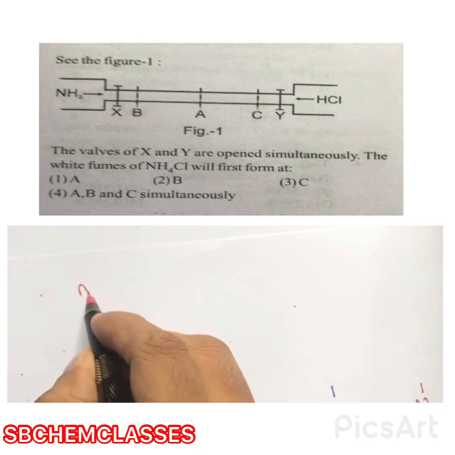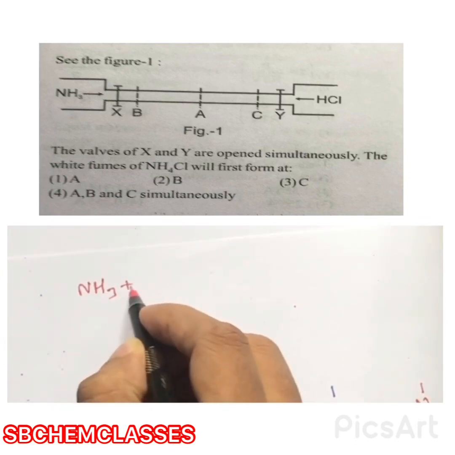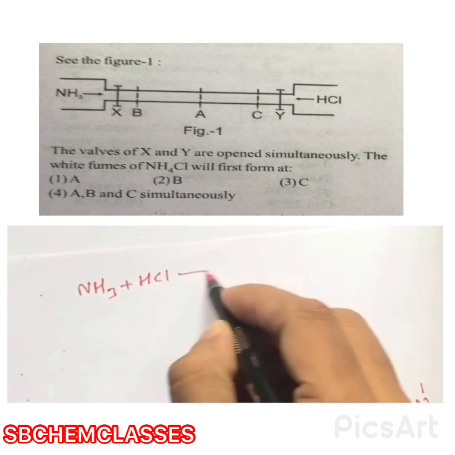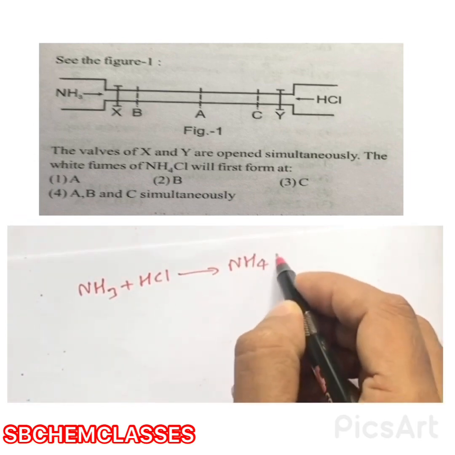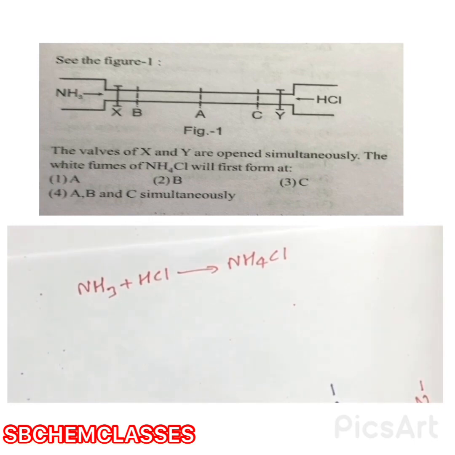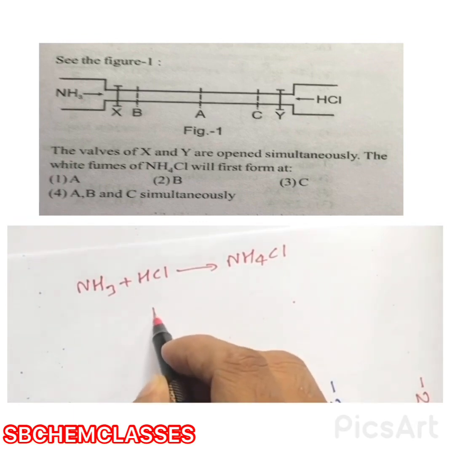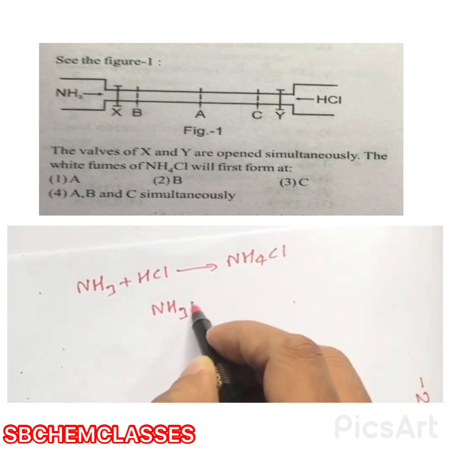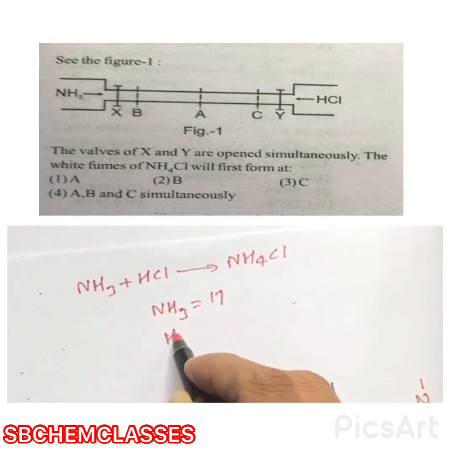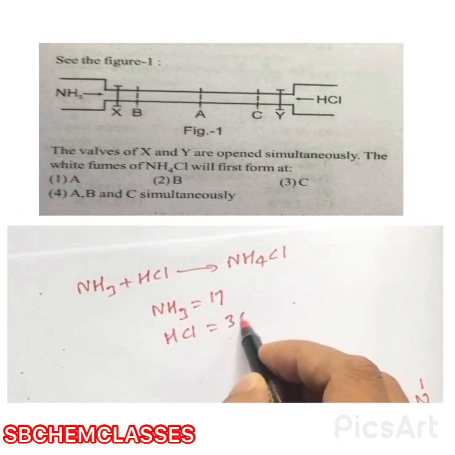We can simply say that when NH3 and HCl react with each other, NH4Cl will be formed. The question indicates white fumes of NH4Cl will first form at. That means from left side NH3 travels, from right side HCl moves. Molar mass of NH3 is 17. Molar mass of HCl is 36.5.